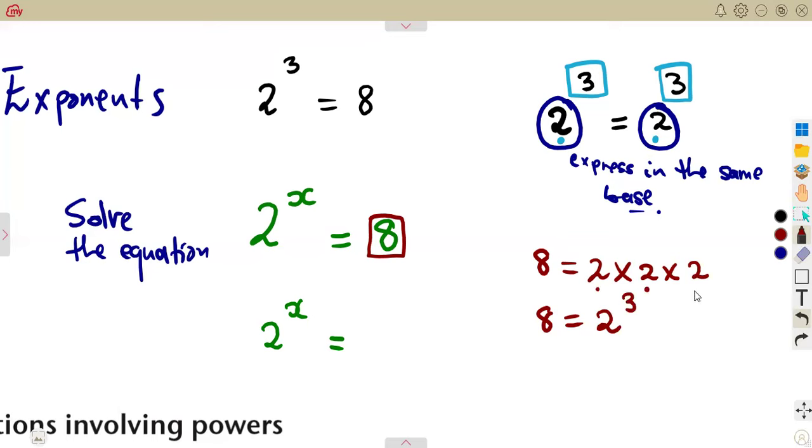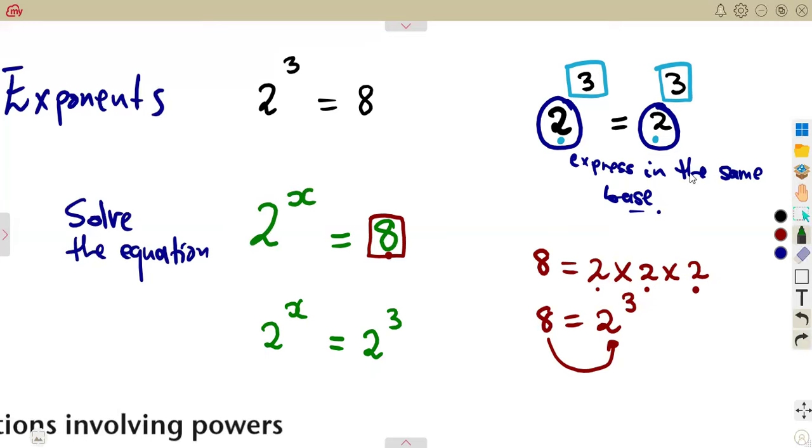2 multiplying itself 3 times. So this 8 here can be written in the base of 2 as 2 to the exponent of 3. Now I want us to see something.